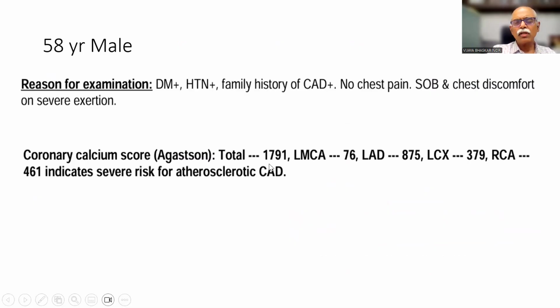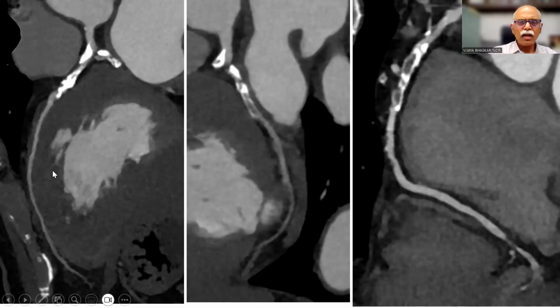Coronary calcium score is 1791. LAD has 875, LCX 379, RCA 461. And look at the CT angiogram of this individual. It has been done as a part of the myocardial perfusion study. There is severe calcific disease, severe triple vessel disease with extensive calcium. RCA is almost subtotal occlusion.